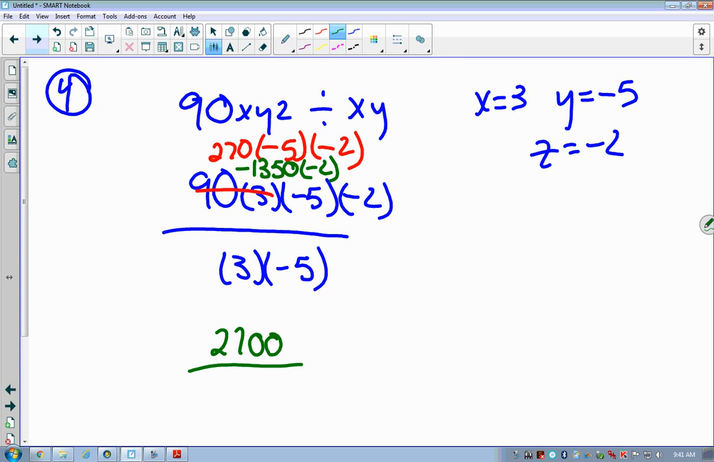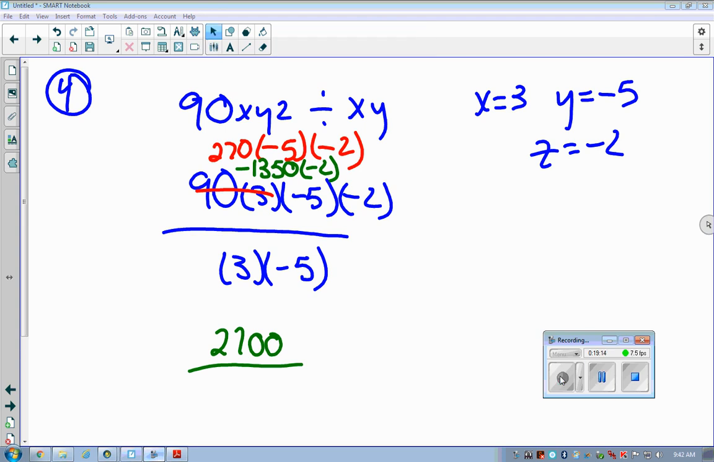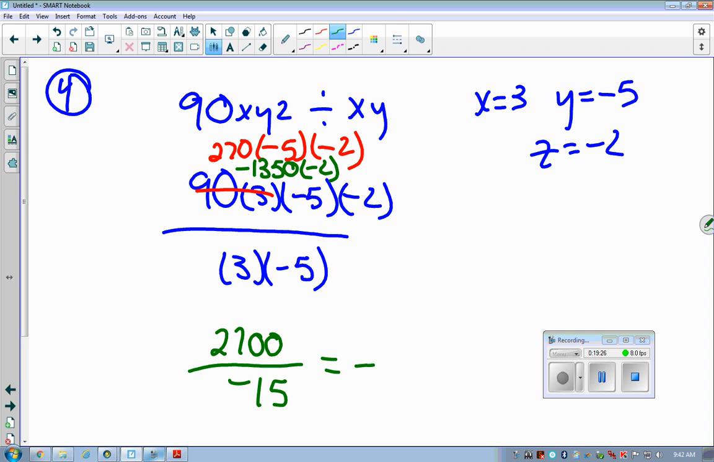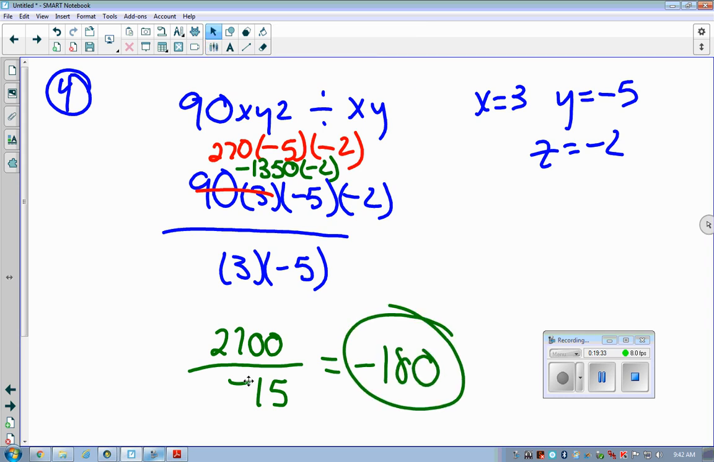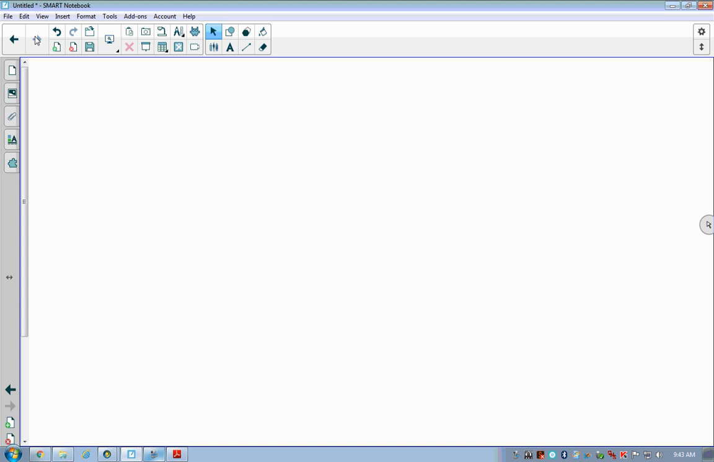What's 3 times negative 15? Or sorry, 3 times negative 5. You guys told me negative 15? I almost slipped. Did you see that? 2,700 divided by negative 15. I should get a negative number, right? Negative 180. There we go. That was number 4, so 18 is next.